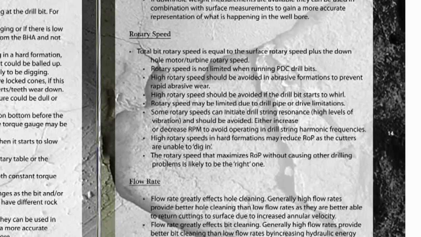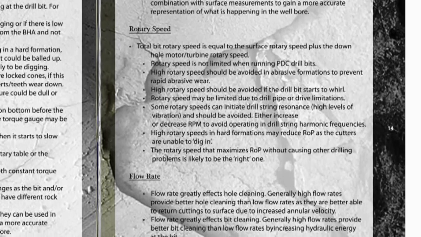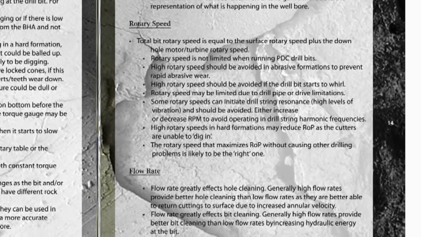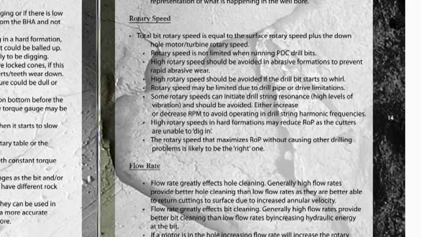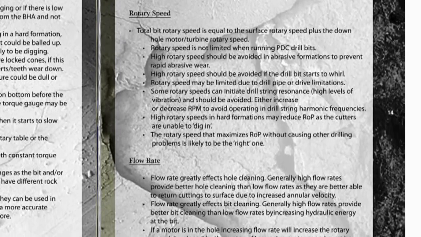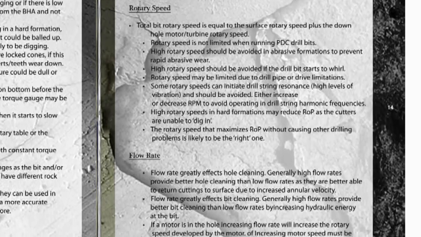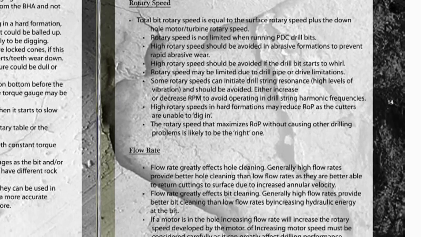Some rotary speeds can initiate drill string resonance and high levels of vibration, and should be avoided. Either increase or decrease RPM to avoid operating in drill string harmonic frequencies. High rotary speeds in hard formations may reduce ROP as the cutters are unable to dig in. The rotary speed that maximizes ROP without causing other drilling problems is likely to be the right one.